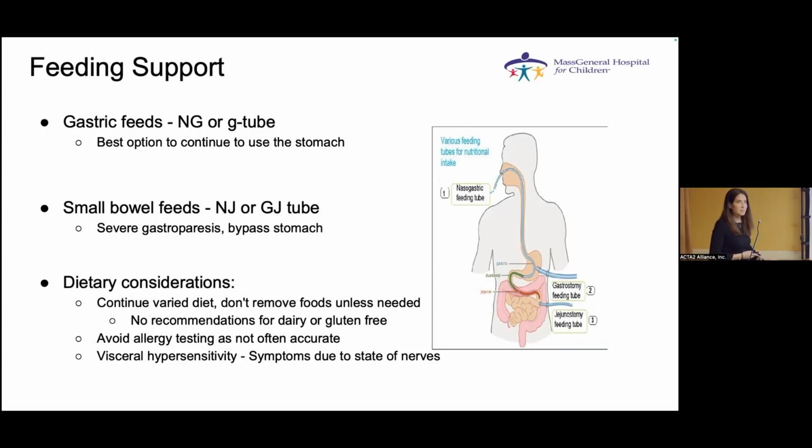And then there's always questions about dietary considerations. Again, we don't have great data on it. But what we say in GI in general and with patients with MSMDS is we really like varied diets. We don't like to take too much out of the diet because there's no data to really support removal of things. There hasn't been data to say, take gluten out and that's what helps, or take dairy out and that's what helps.